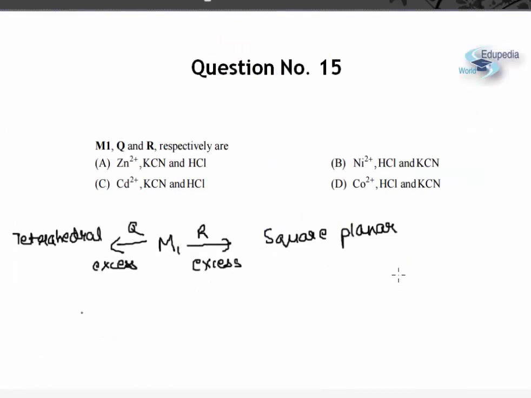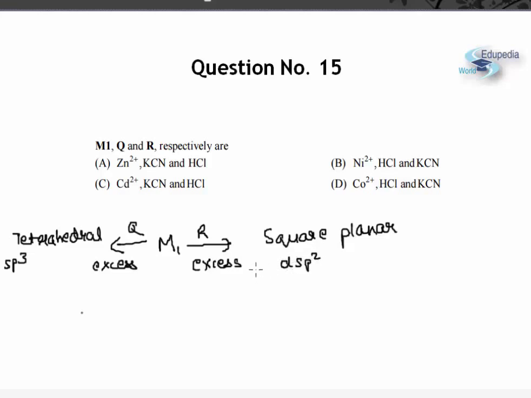In question number 15, it first asks that M1, Q and R respectively are. Now first of all, at first go the information might seem very limited and this question might appear out of bounds. However, if we try to examine the options and eliminate from the given options, then this becomes a fairly simple task. See, M1 on reaction with Q forms a tetrahedral complex, so clearly this will be sp3 hybridization, and on reaction with R it forms a square planar complex, so this will be dsp2 hybridization.